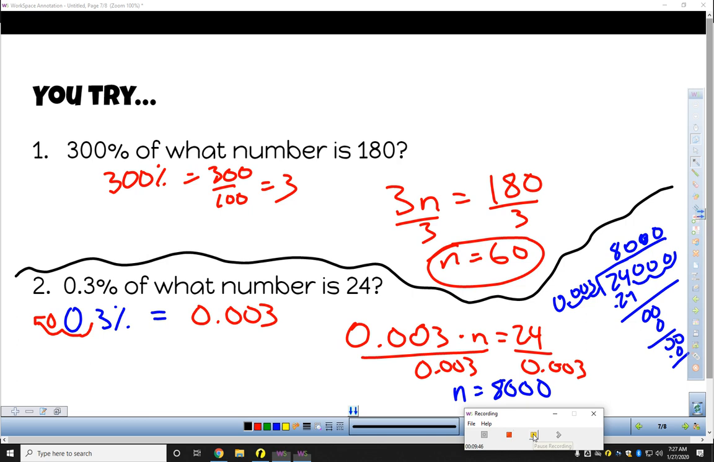All right. In the top problem, I turned 300% into the whole number 3. I wrote that as a fraction where I compared 300 to 100, simplified to get 3. 3 times some number is 180. That would be 60. In the second problem, I turned 0.3% into 0.003. That's what's going on right here, circled in black. Okay, and then I solved the equation 3 thousandths times n is equal to 24, and that got me 8,000.